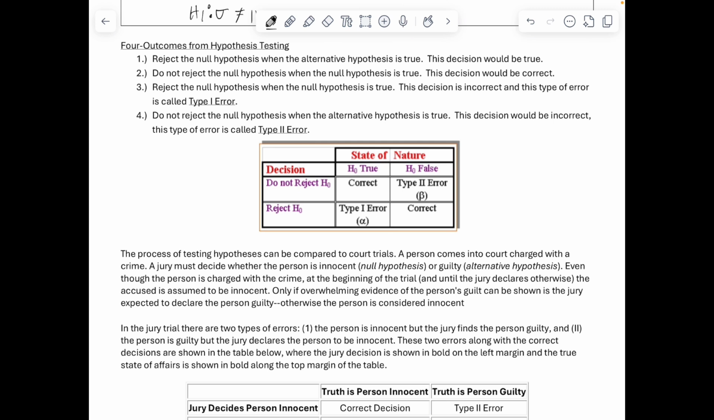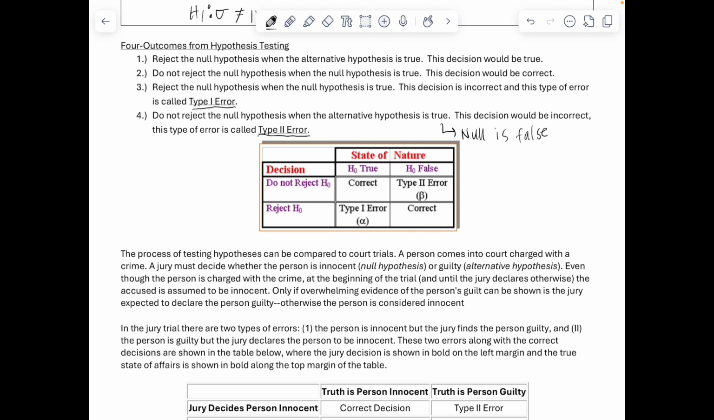That's okay to do. But then we have a couple errors. We have what's called a type 1 error and a type 2 error. So for type 1, it says reject the null hypothesis when the null hypothesis is true. So this is incorrect, and it's called a type 1 error. Likewise, 4 says do not reject the null hypothesis when the alternative hypothesis is true. That also means that the null would be false.